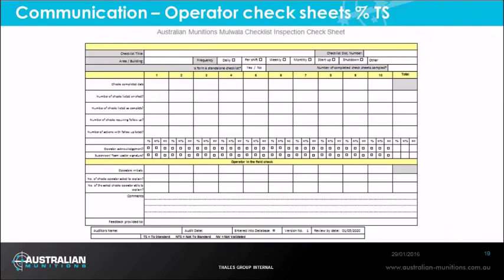An important element of the operator check sheet inspection program is the immediate feedback provided to the operators at the time of the assessment. The operator check sheet inspection also contains a qualitative assessment of the operator's understanding of the checks they are performing. This assessment is not currently rolled up into the performance metric.